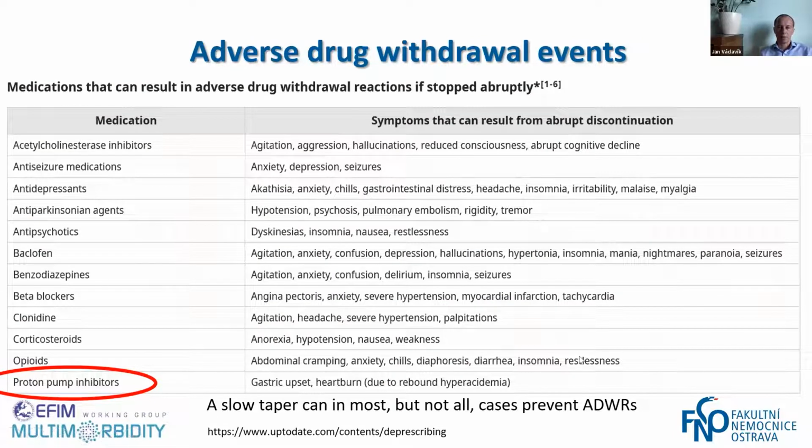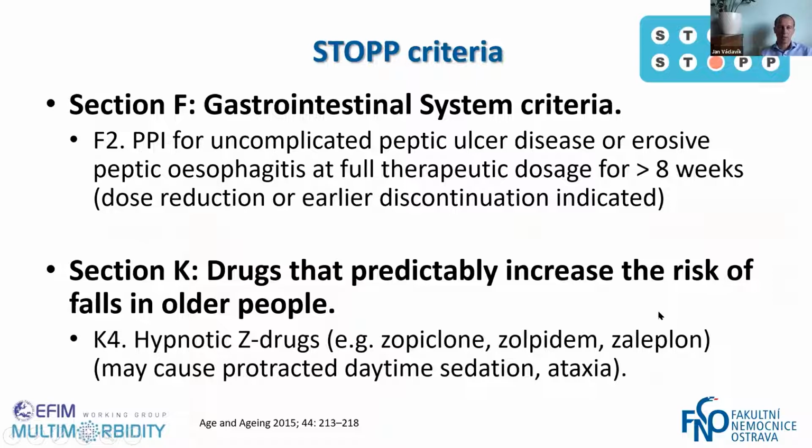So we see the PPIs are generally also mentioned in the STOPP criteria as drugs which should be withdrawn if there is no clear indication, and if the patient had uncomplicated peptic ulcer disease or erosive esophagitis, they should not be administered for more than 8 weeks.